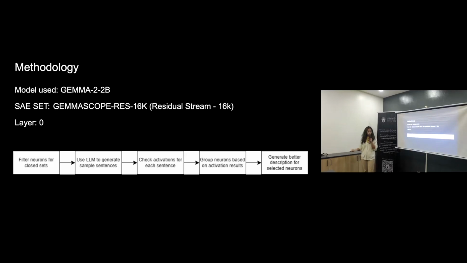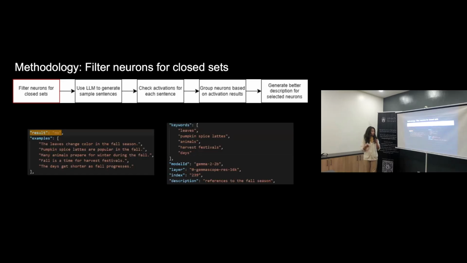Here's my methodology, and here are the details of the model I used. First, I filtered the neurons for the closed set. Here's an example of an item that does not qualify for being a closed set. I hope you can see the description. It says it's references to the fall season. That's very subjective. Different people have different opinions on what constitutes the fall season. And here are some of the examples that fall under that.